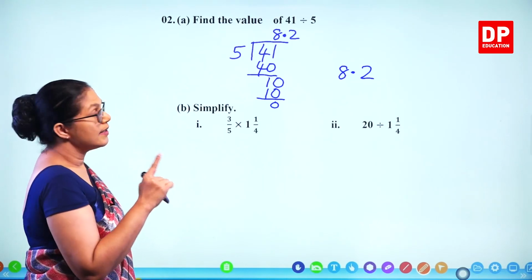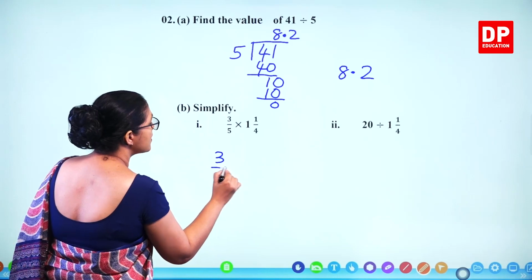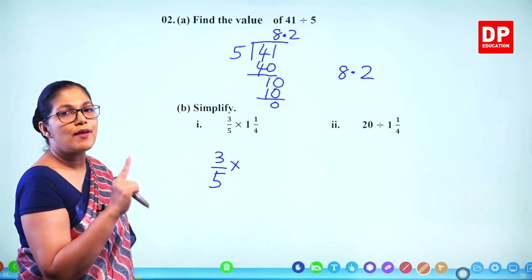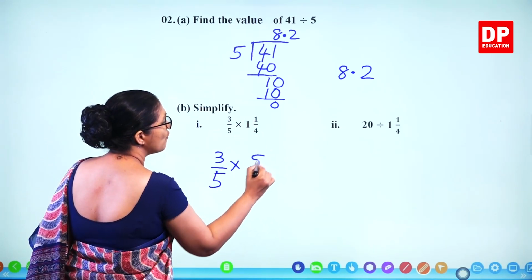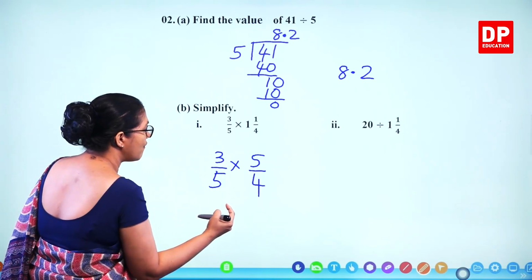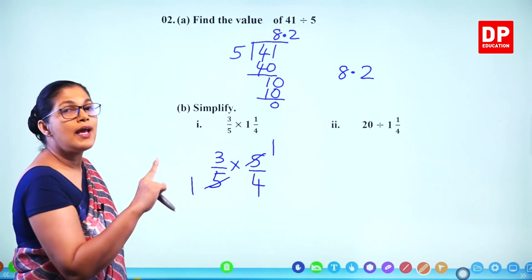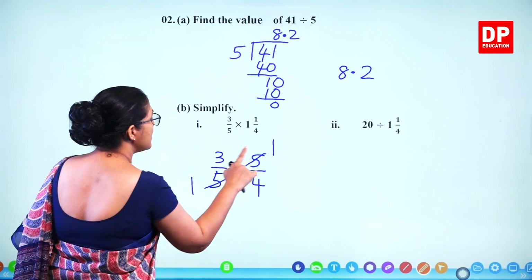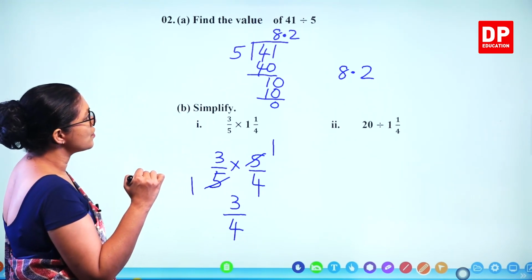Simplify. Fraction multiplication. So you have to first convert to improper fractions. 1 and 1/4, you can say 4 times 1, 4, 4 plus 1, 5, 5 over 4. Then how you multiply? First see whether you can simplify. 5 times 1, 5 times 1. Now you can multiply numerator separately and denominator separately. 3 times 1, 3, 1 times 4, 4, 3/4.